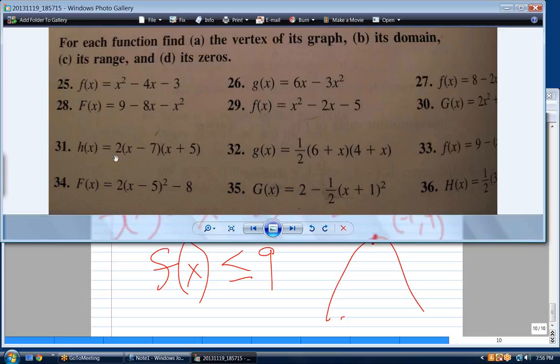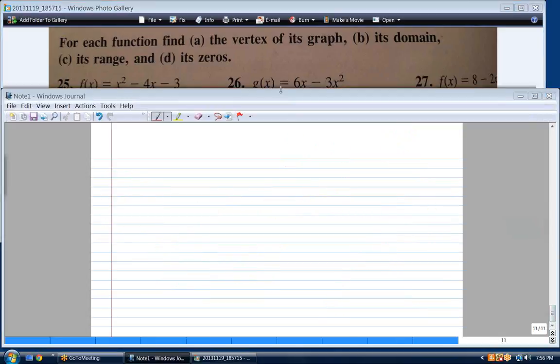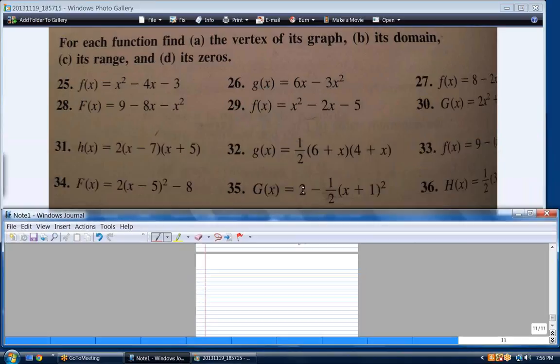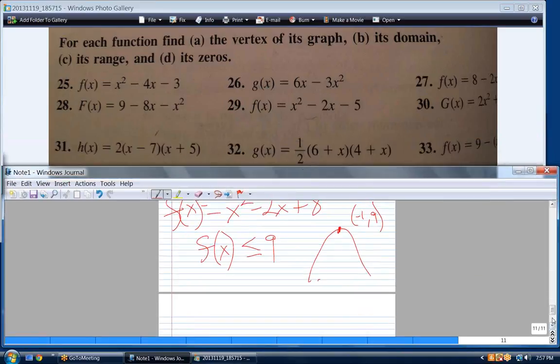So how are you going to do 31? For 31, the vertex is 1 comma negative 72. So the range is all real numbers greater than or equal to negative 72. How'd you get that as a vertex? I might have graphed it wrong. I'm not sure, but that's what I got when I put it in my graph. I'll put it in again right now.